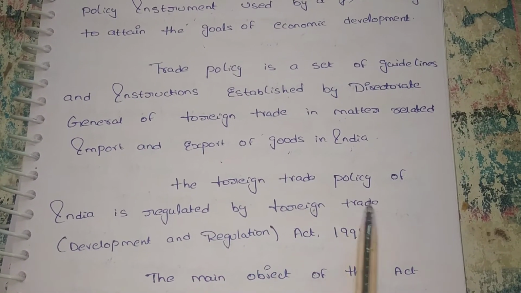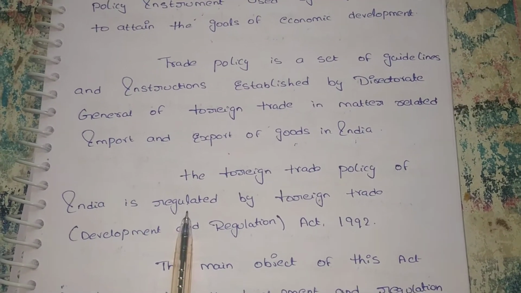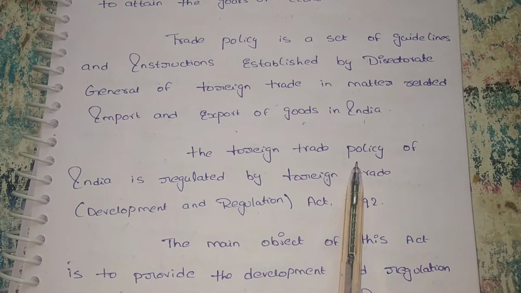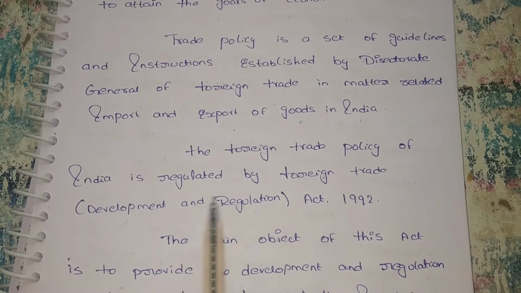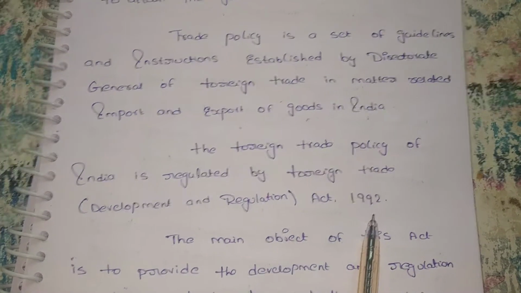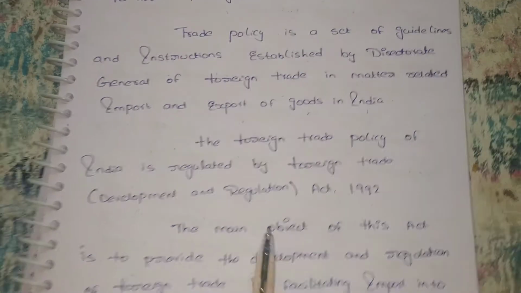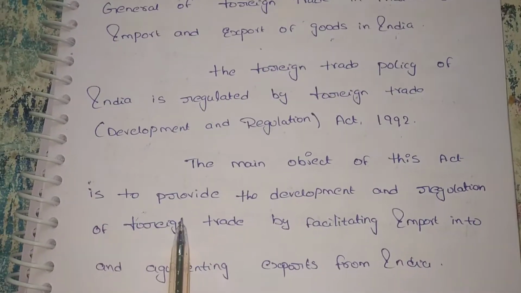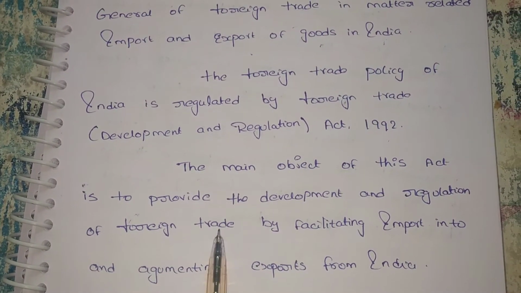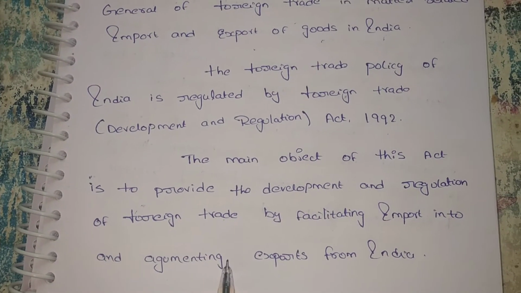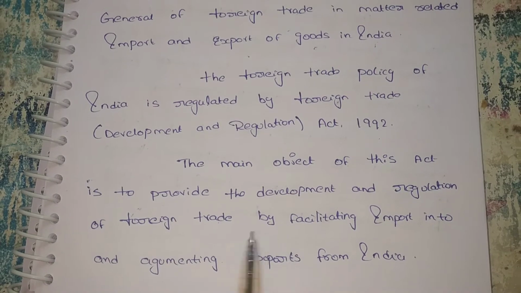The foreign trade policy of India is regulated by the Foreign Trade Development and Regulation Act 1992. Now we are following the rules and regulations according to the Act 1992. The main objective of the Act is to provide for the development and regulation of foreign trade, by facilitating imports and augmenting, that is, encouraging, the exports from India.